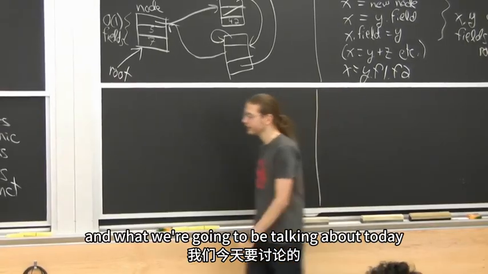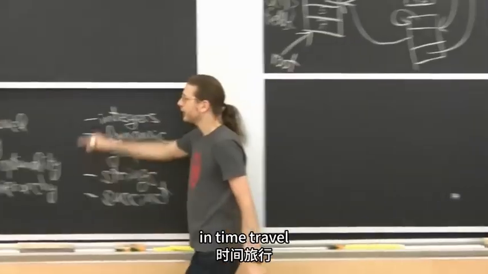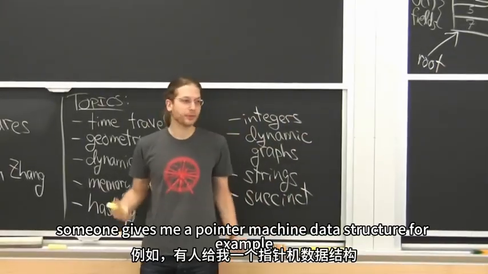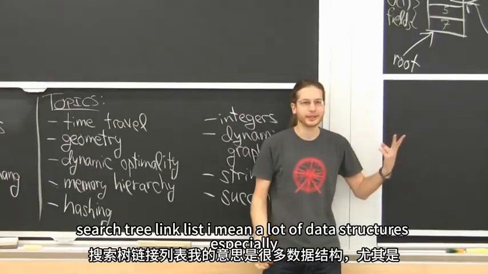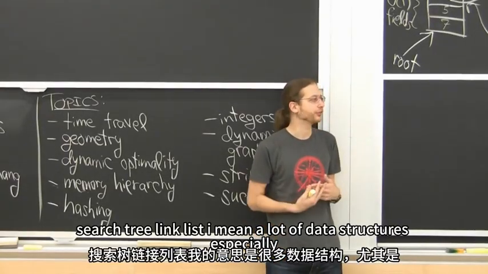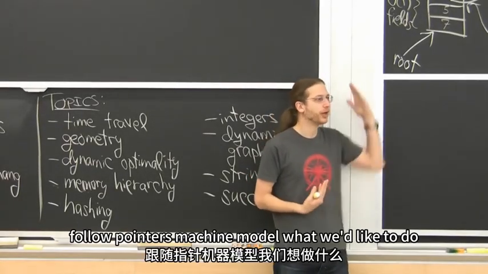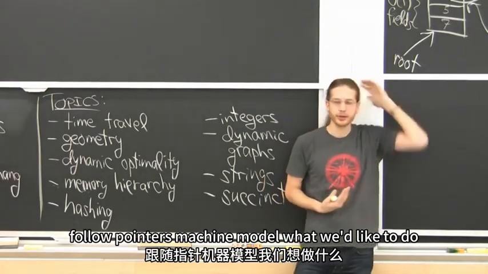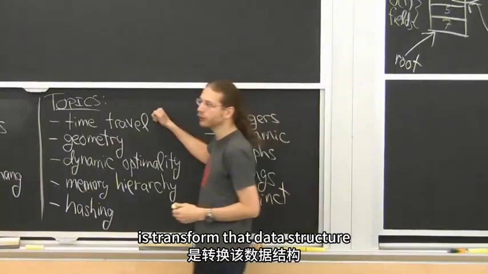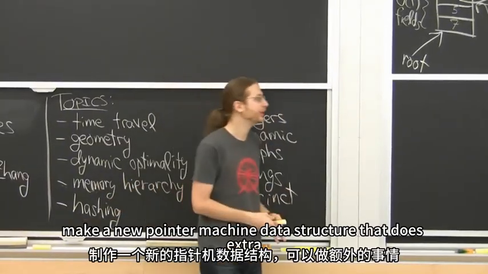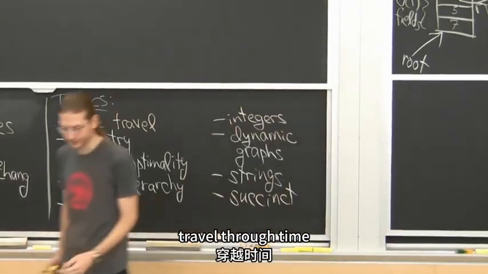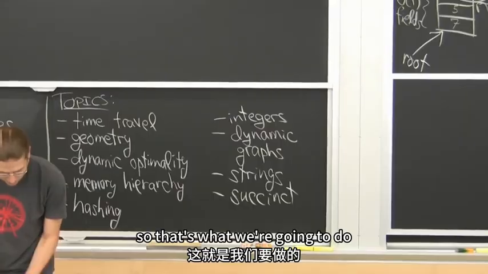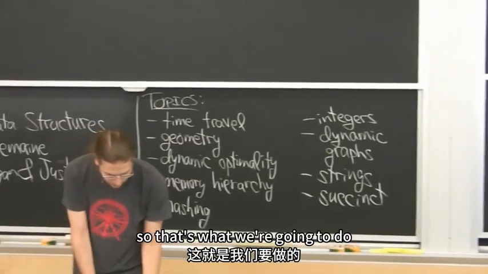And what we're going to be talking about today in time travel is, suppose someone gives me a pointer machine data structure, for example a balanced binary search tree or a linked list. A lot of data structures, especially classic data structures, follow the pointer machine model. What we'd like to do is transform that data structure and make a new pointer machine data structure that does extra cool things, namely travel through time. So that's what we're going to do.